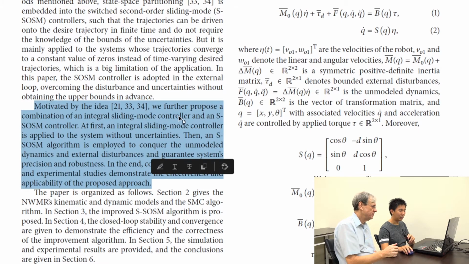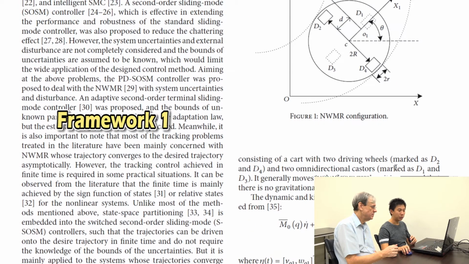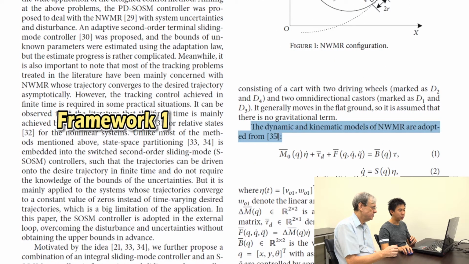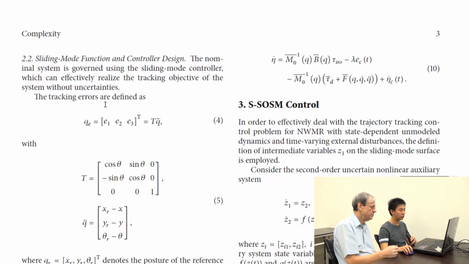Yeah. And okay, go to the framework. In this one, they try to formulate the problem as an NWMR system, so they use reference 35 to refer to this problem. Yeah, this is the usual. But the unusual one is this part, which is a research detail.